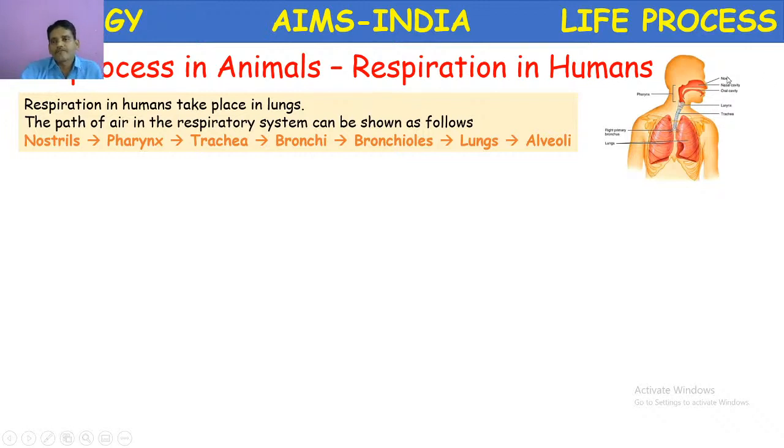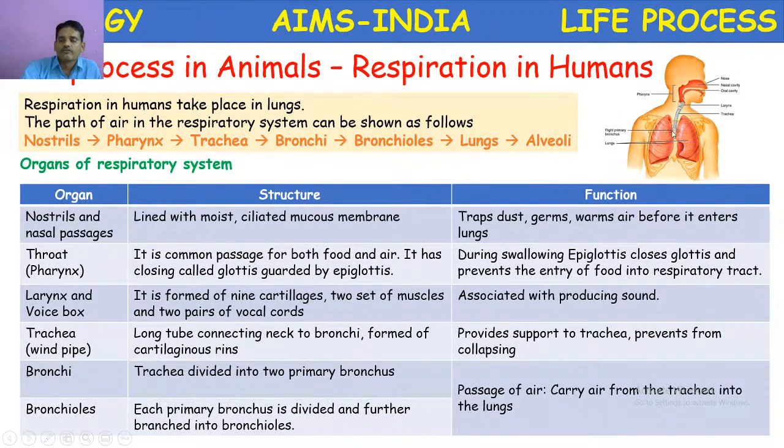The path consists of the nose or external nostrils, then the internal nasal cavity, which opens into the pharynx, then the windpipe or trachea. It divides into two parts called bronchi, and they finally divide into bronchioles. These bronchioles open into the lungs, into small structural and functional units of respiration, the alveoli. They are also called air sacs.